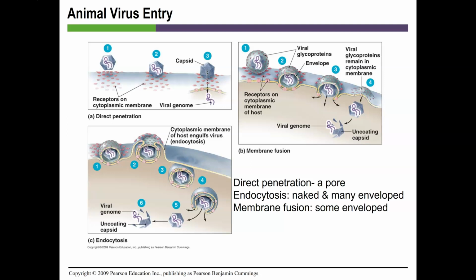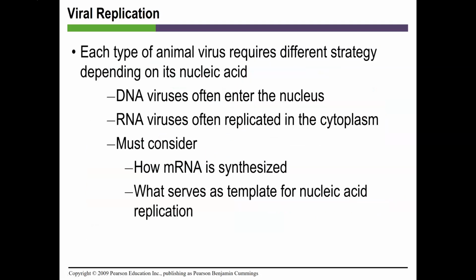The replication process is going to be a little different depending on the type of nucleic acid inside the virus. If it's a DNA virus, it's typically going to head to the nucleus and use the machinery of the host cell to transcribe RNA and translate to protein. If it's an RNA virus, though, it's often replicated in the cytoplasm because most of the machinery is there. However, since animal cells do not replicate RNA, the RNA viruses will definitely have to use their own polymerase.